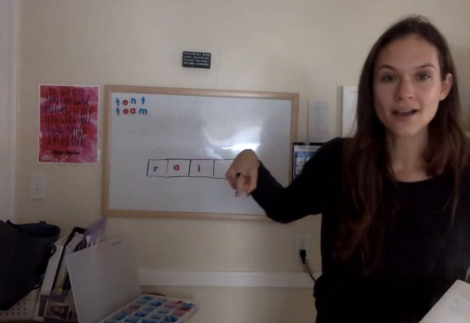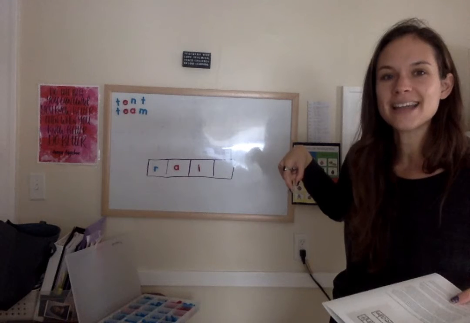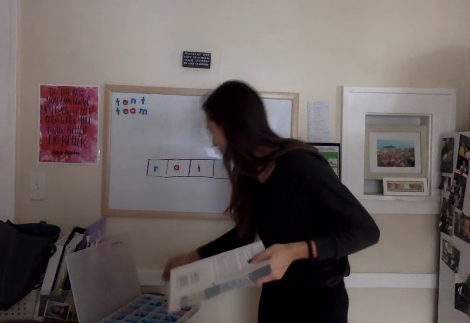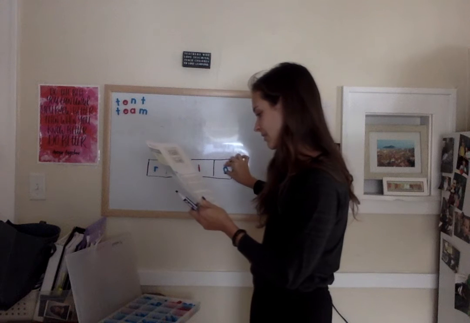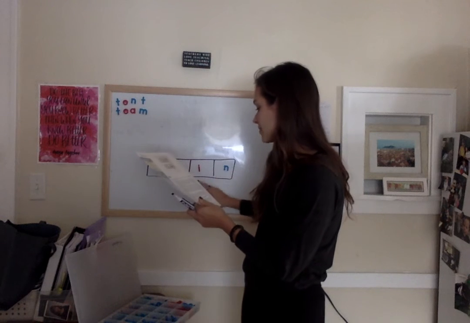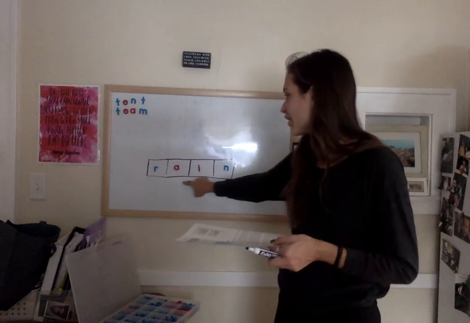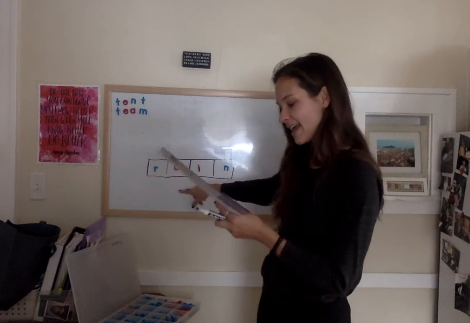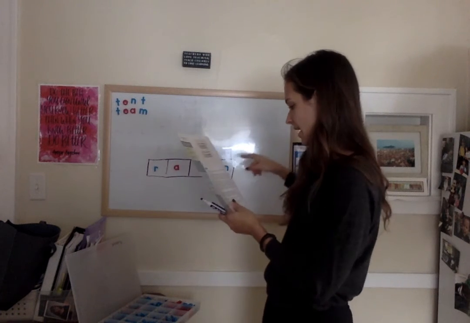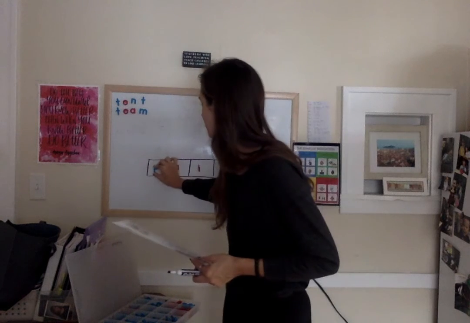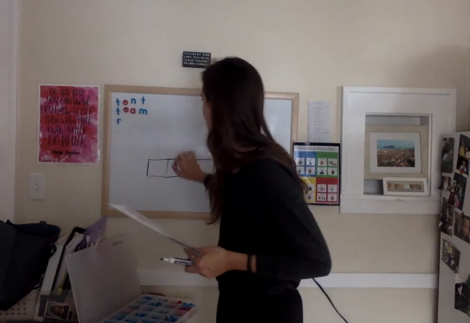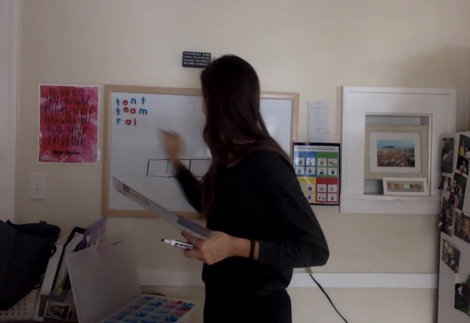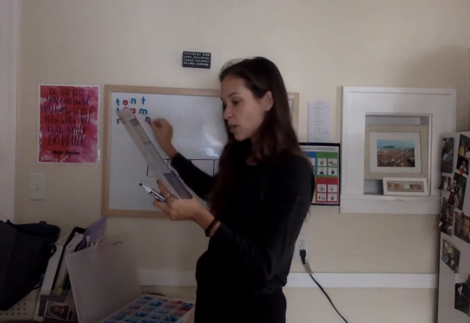R-A-N. What's the final sound? N. What letter makes that sound? The letter N. Rain. Some sounds are represented by more than 1 letter. The a sound in this word is represented by the A and the I, okay? Let's move rain over here. Okay. We're going to do one more.